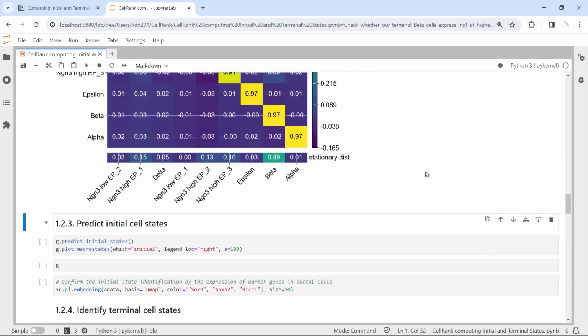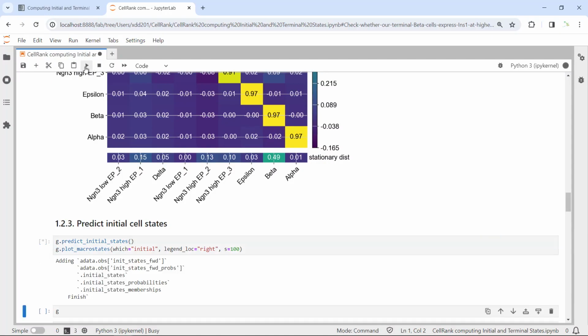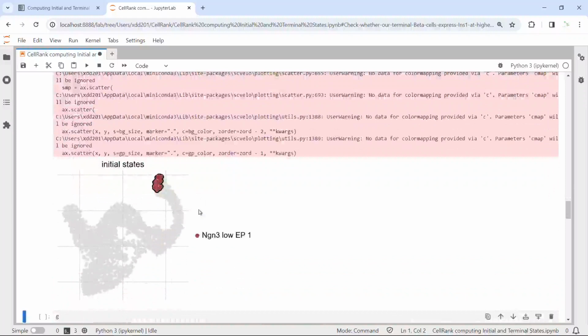Next, we can predict the initial cell state. And also, we make a plot to show the initial cell state. We can run the code to predict the initial cell state. You can see we generated the figure.